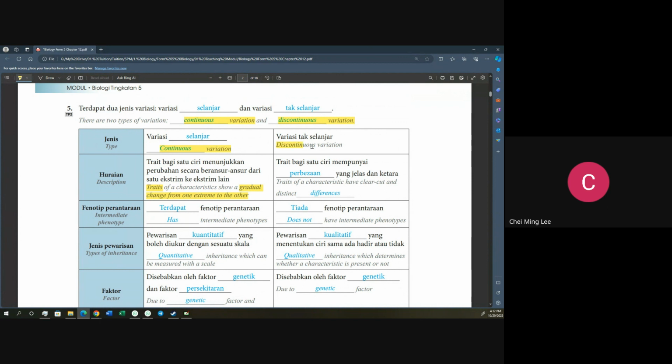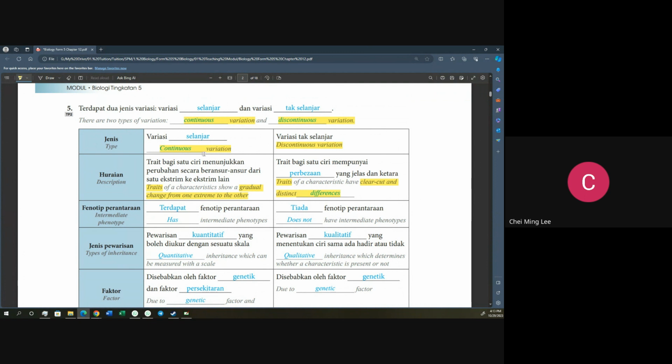As for discontinuous variation, it's a characteristic that has clear-cut and distinct differences. For example, the skin is fair, or the skin is dark. This comes with two extremes, which is called a distinct difference. Normally we are talking about whether it has this trait or doesn't, like your ear lobe. All these types of characteristics are those with yes or no. Then we call it a discontinuous variation.